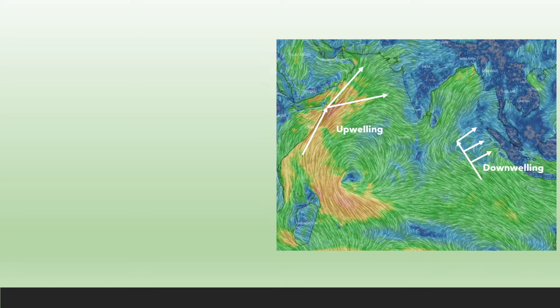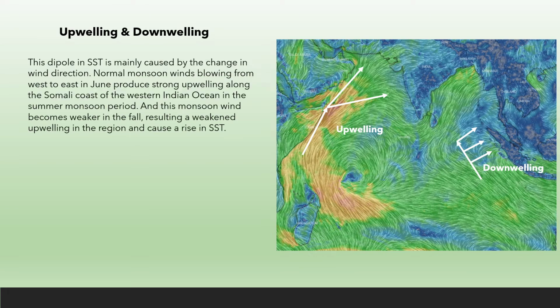Now let's see what is happening. What is bringing this change in sea surface temperature? There are two things we have to know basically, that is upwelling and downwelling. This dipole in SST is mainly caused by change in wind direction. For example, during the normal monsoon season from June, there is a west to east moving wind along the Arabian Sea. So the wind moves along the Somali coast of East Africa.